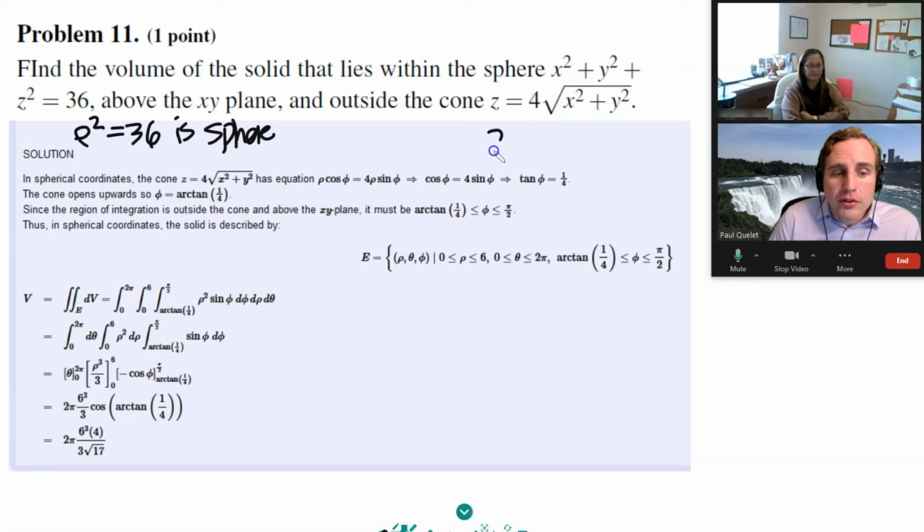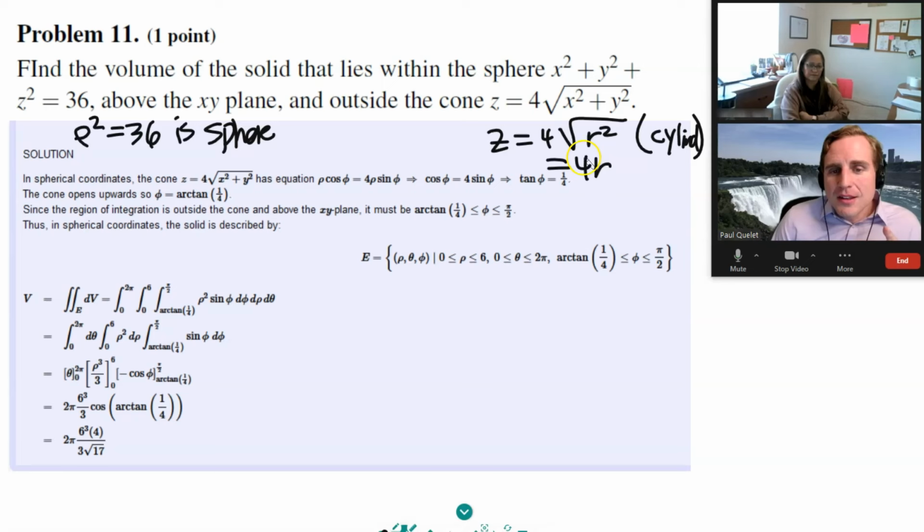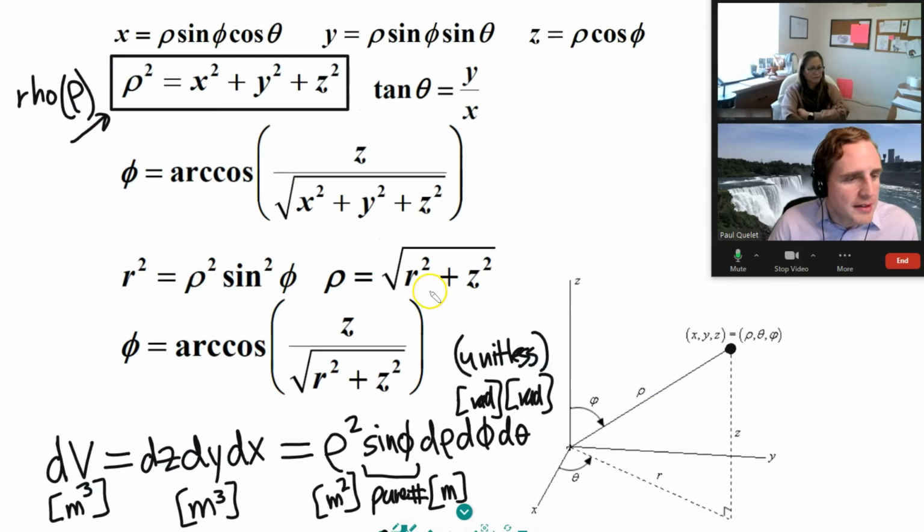Z equals 4 square root of r squared would be cylindrical. Whoops, sorry. Okay, so that'd be 4r. But notice that's not going to be the cone in this case because we're not in cylindrical, we're in spherical. In one of our last sessions, yeah, so these are the equations for spherical.